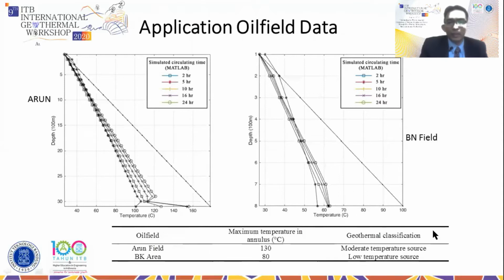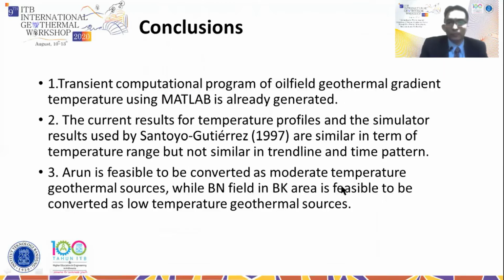So we can conclude that the Arun field has about a maximum of 130 degrees. We classify it as a moderate temperature geothermal source. For the BK field, the temperature is about 80 degrees. We don't think it's going to be higher than that. We classify it as a low temperature source.